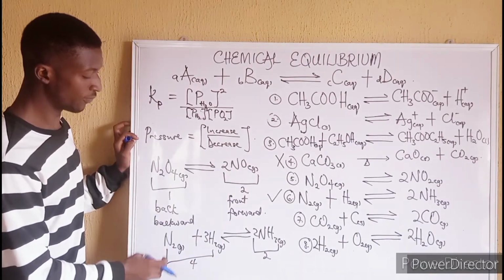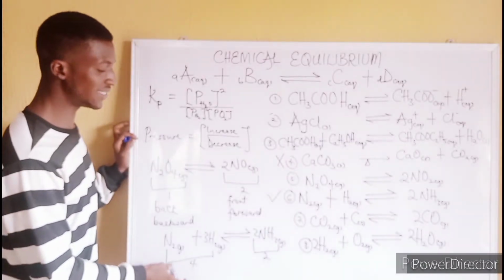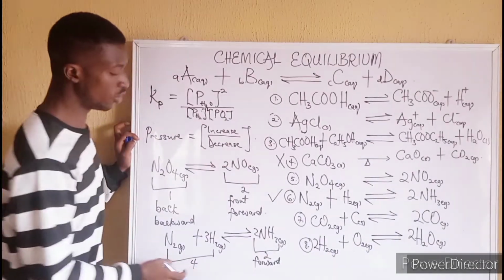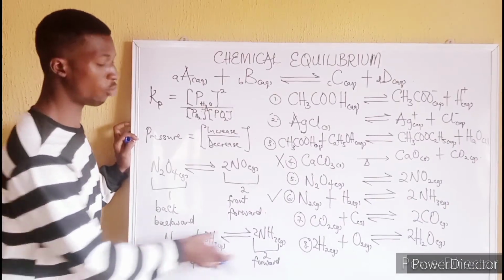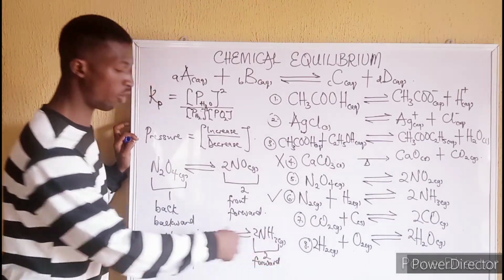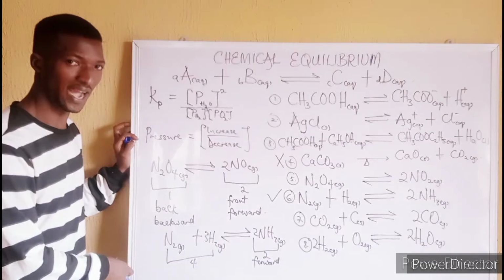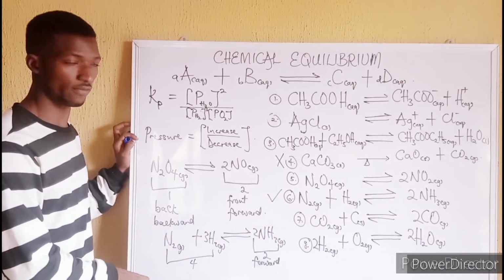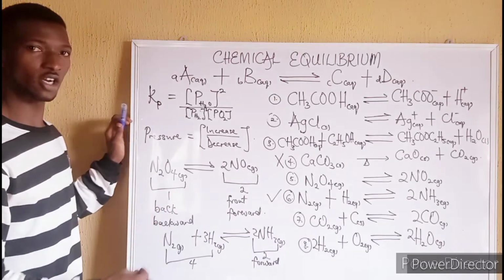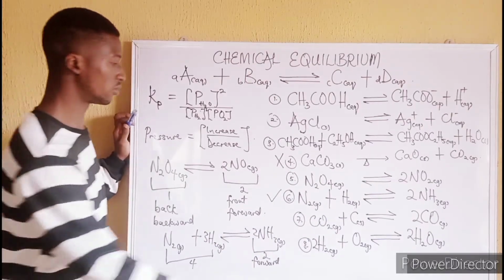So in this case now, increase in pressure will favor the side with lesser number of mole, which is the forward. So here, increase in pressure will favor forward reaction, while decrease in pressure now will favor backward reaction, as it is taken as the opposite of it. That is about pressure.